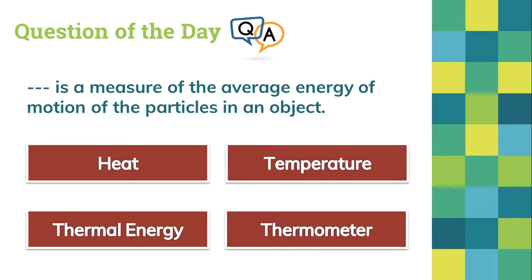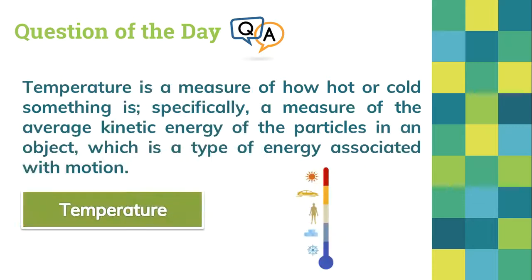Is the measure of the average energy of motion of the particles in an object heat, temperature, thermal energy, or thermometer? And the right one is temperature. So what is temperature? Temperature is a measure, right, of how hot or cold something is.